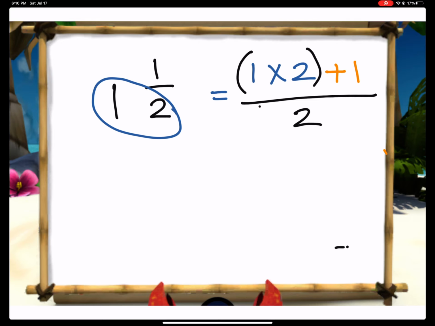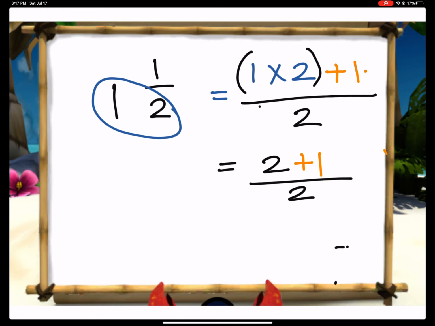So let's simplify that value which is inside the parentheses. 1 times 2 is 2, and then let's add this 1 which is next to the parenthesis. So plus 1, and then the same divided line, and then let's write the same denominator to the bottom.